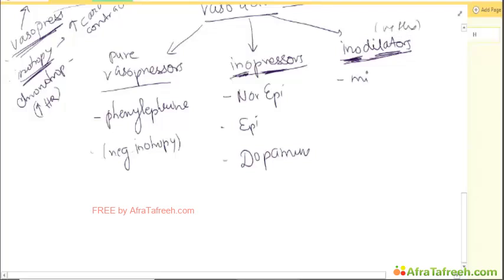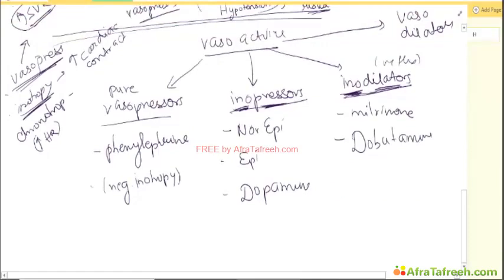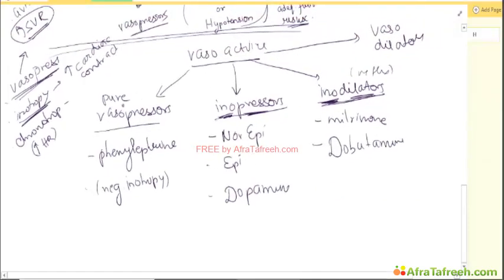Okay, typical examples are milrinone and dobutamine. It's important. So now, depending on the patient's situation, whether he requires a lot of vasopressor effect or causes an inotropic effect, depending on the condition of the heart, the agents are chosen.